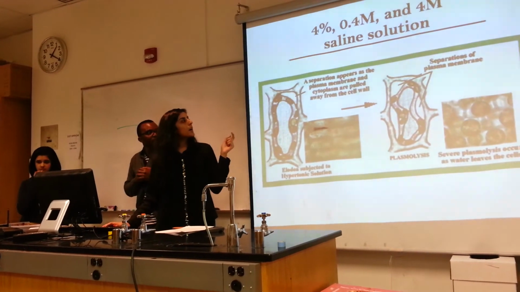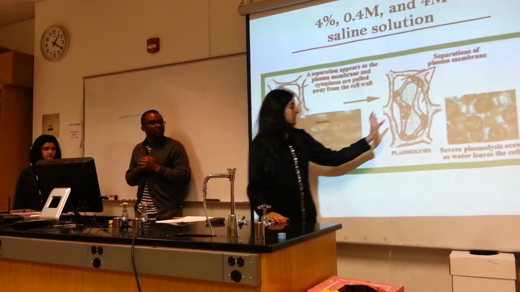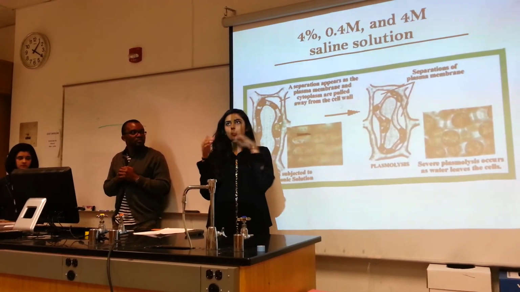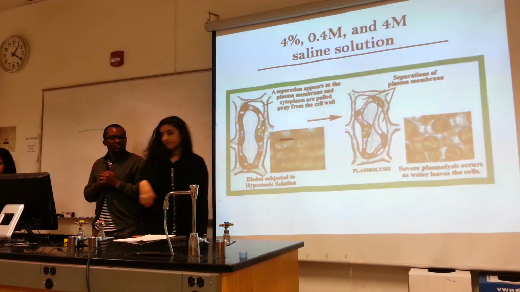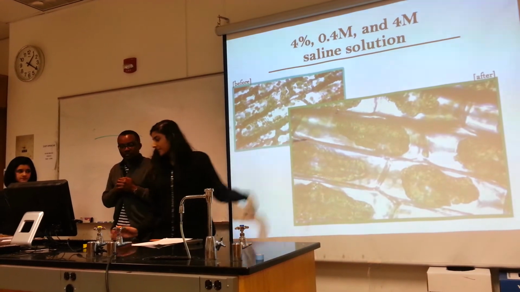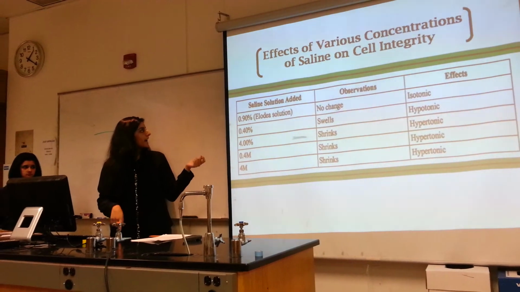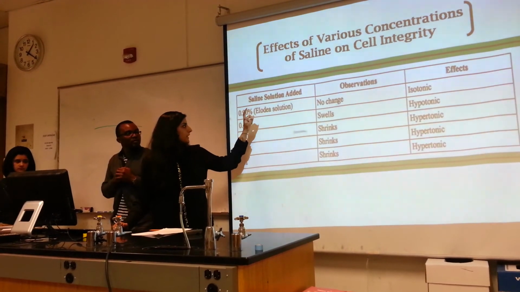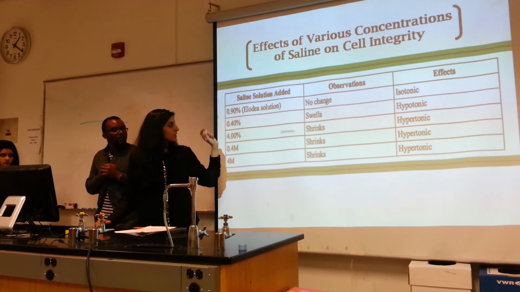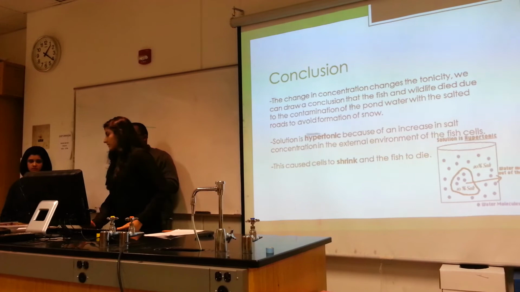When 4%, 0.4 molar and 4 molar saline solution were added, the cell began to shrink, and because of that, the chloroplasts were more inside the cell instead of outside, and more water was leaving the cell. So that's what it looked like, and all the chloroplasts are going inside. And then this was all put into a table, and you can see that the liquid from the aquarium had no change, so it was isotonic, and then 0.4% swelled, and because of that it was hypotonic, and the rest were hypertonic.